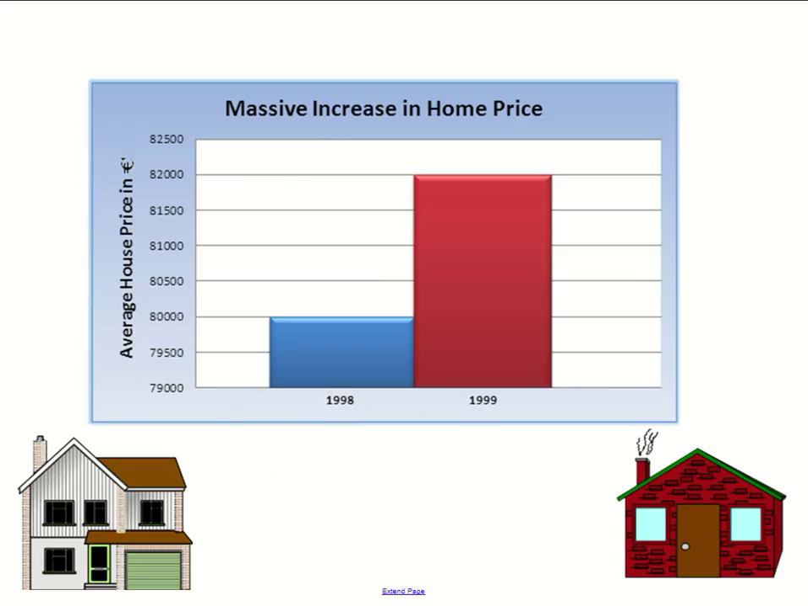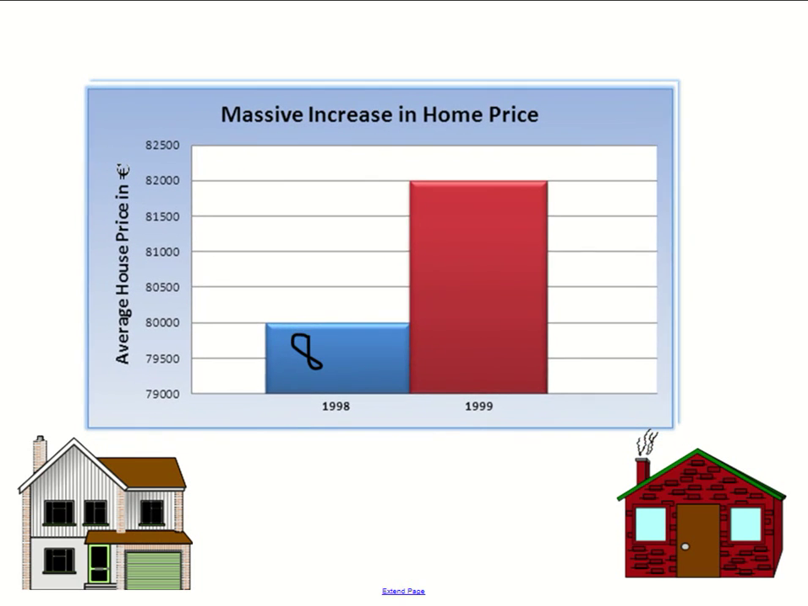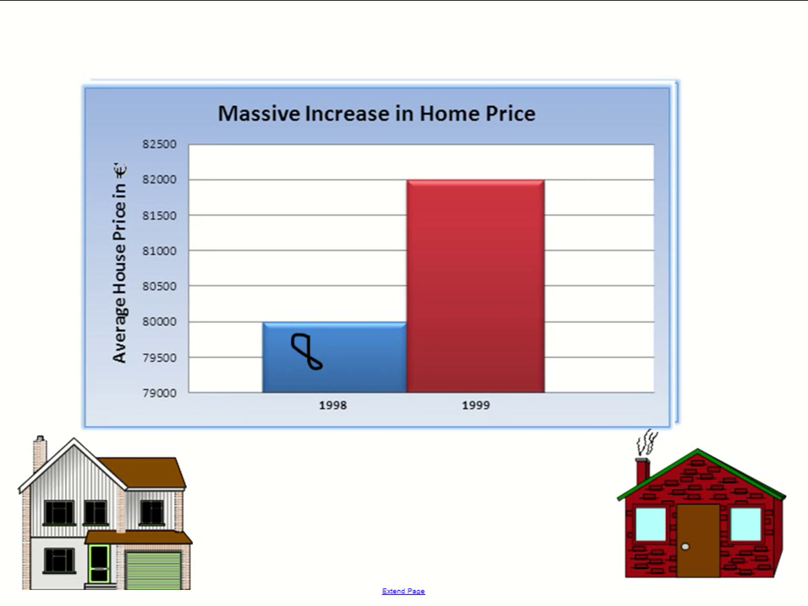And so here we have this graph right here, and it says massive increase in home price. So obviously the person's trying to get across that home prices have increased a lot from 1998 to 1999. And so we're finding the average house price in euros. And so if we look at this, in 1998, it looks like it was $80,000. Okay, so 80,000. And in 1999, it looks like it's grown a lot. But what it's really saying is that it's 82,000.